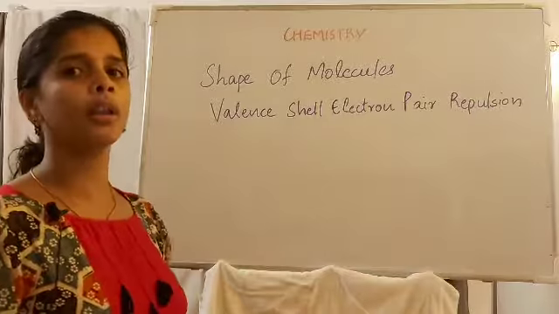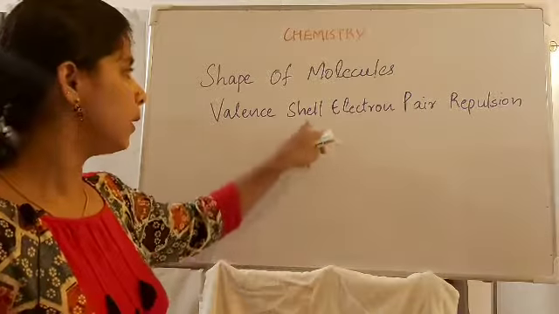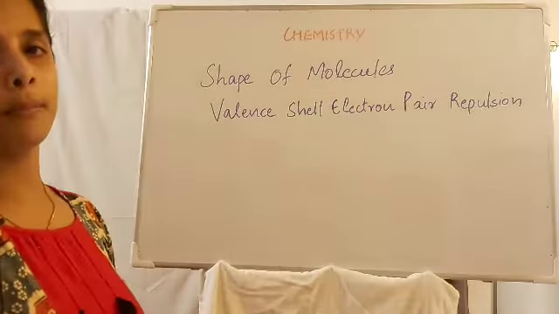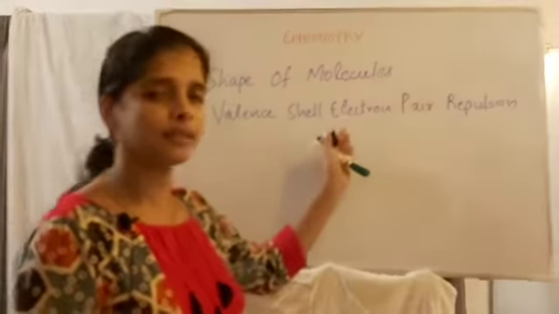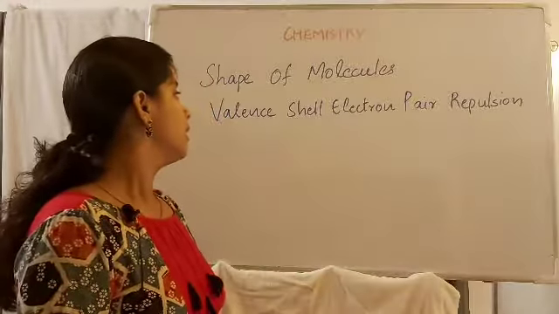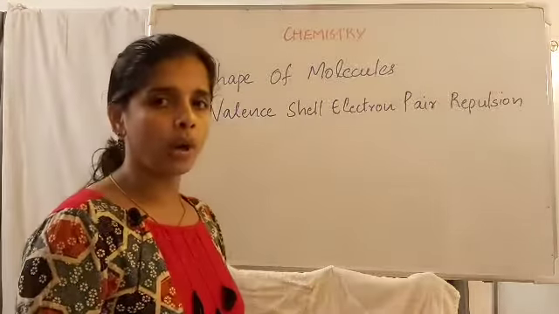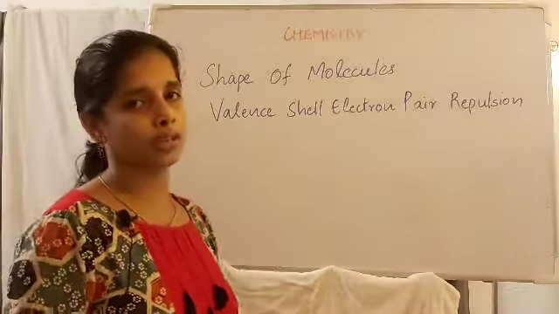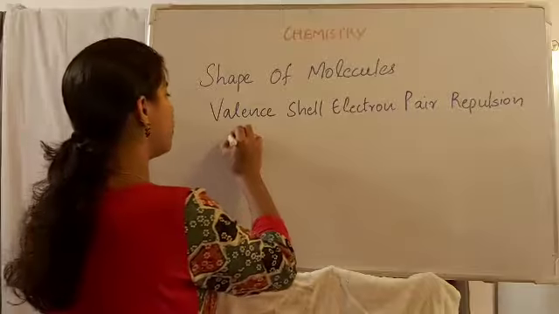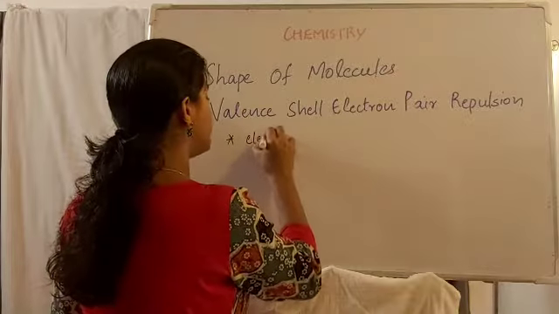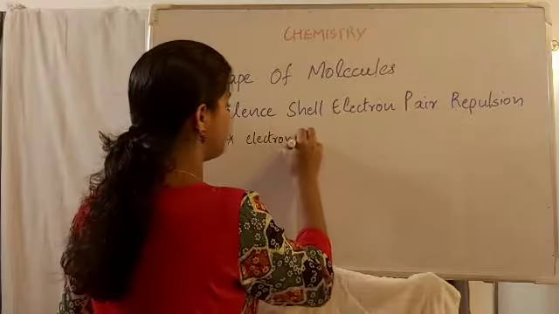Now we can see what the postulates of this VSEPR theory are. According to VSEPR theory, the shape of a molecule depends upon the number of valence shell electron pairs. According to this theory, the shape of a molecule depends upon the electron pairs in its valence shell.